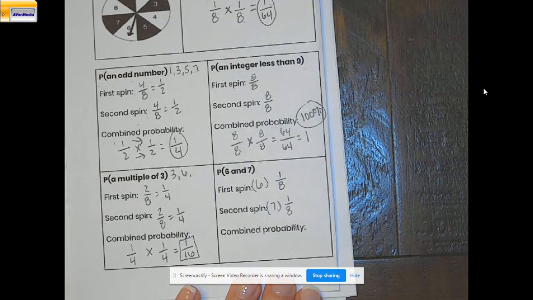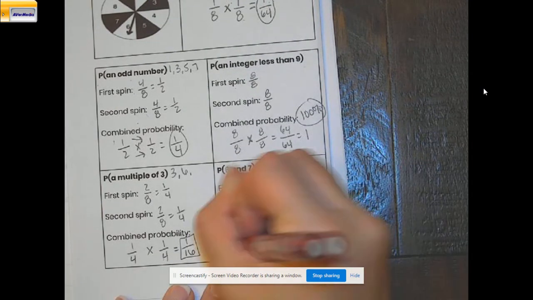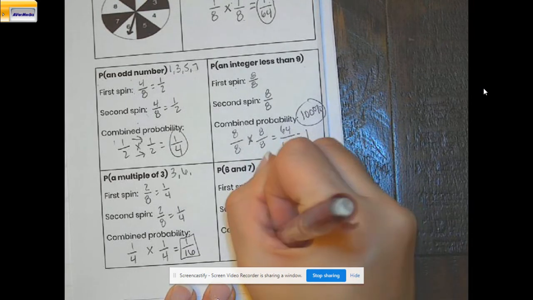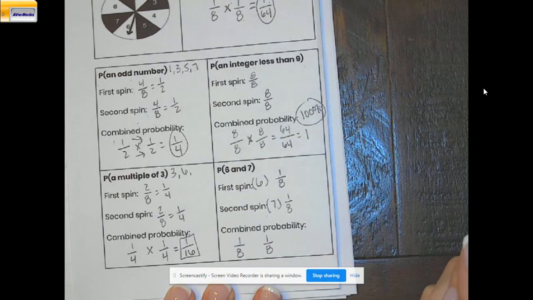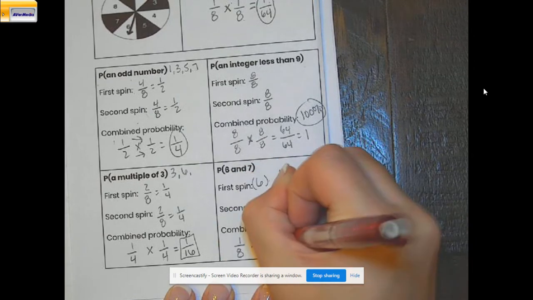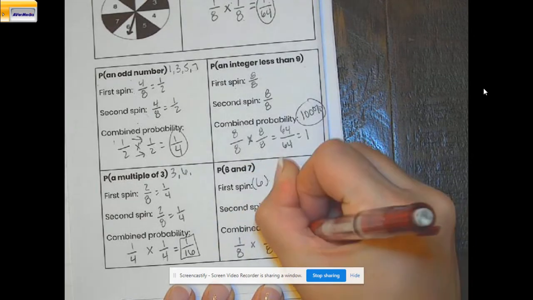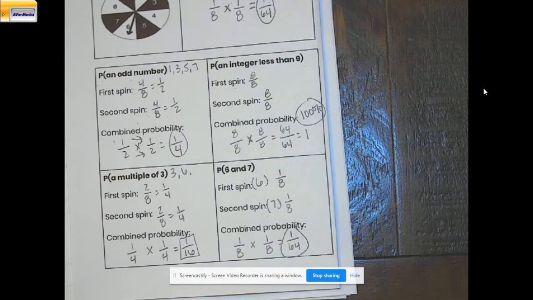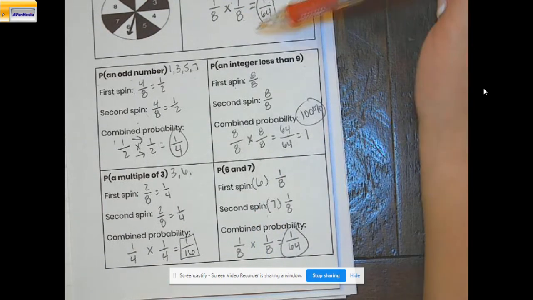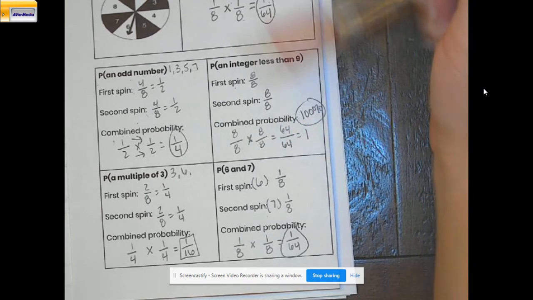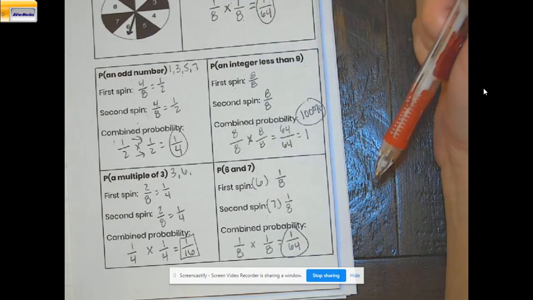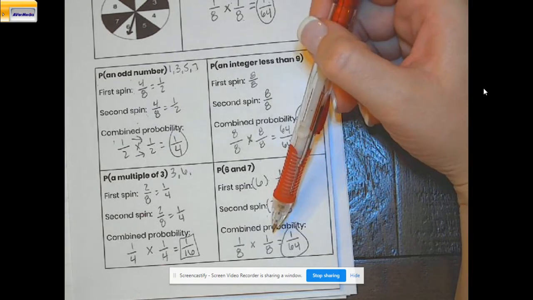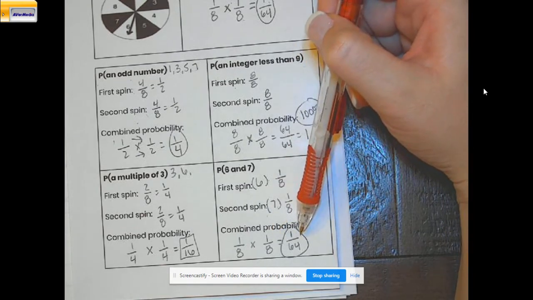My combined probability, so on my first spin, I want a 6, so that's 1 out of 8. Second spin, I want a 7, so that's 1 out of 8. I want both things to happen, so I have a less likely chance, so we're going to multiply. 1 times 1 is 1, 8 times 8 is 64. So what you need to take away from this is that when you multiply fractions, you get a smaller number. So when you want two things to happen, you are less likely to get what you want. Therefore, you're going to multiply the fractions to get a less likely number, or a smaller fraction, I should say.